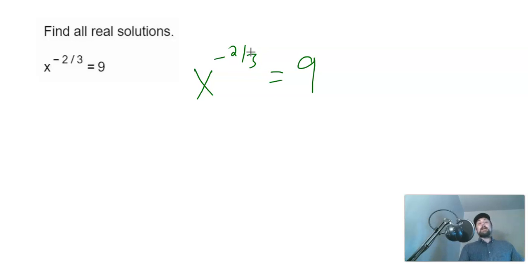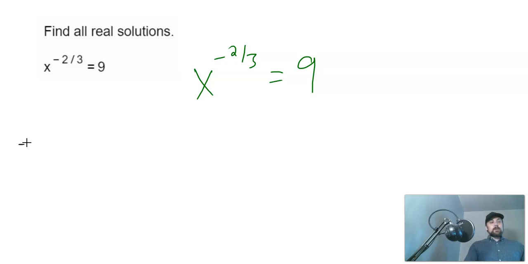But we have an exponent that's a fraction. That's what rational exponent means. Rational means fraction, and then it's in the exponent. And the strategy is pretty simple here. The strategy is just raise both sides to the reciprocal power.